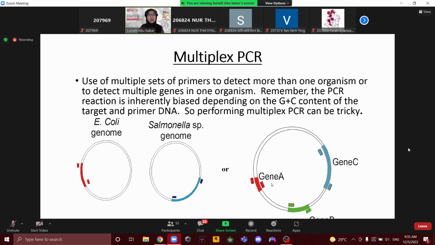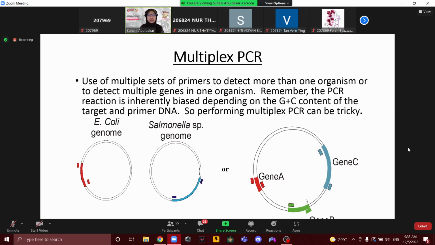For gene A, what is the temperature? For example, 60. Gene B, 62. Gene C, say 65, for example. And then give one try, all together, using the gene A annealing temperature. Can you see that? That we call optimization. Okay.